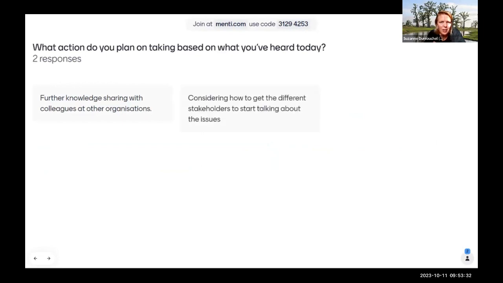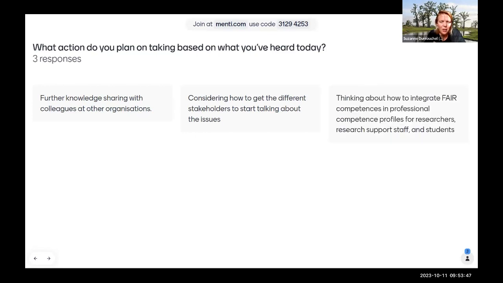Considering how to get the different stakeholders to start talking about the issues. Yeah, that's indeed an important point as well, because when you want to work on the implementation of FAIR in your organization or in the country, you need first to understand what the stakeholders are and who they are, how to contact them in order to address the right issues from the beginning.